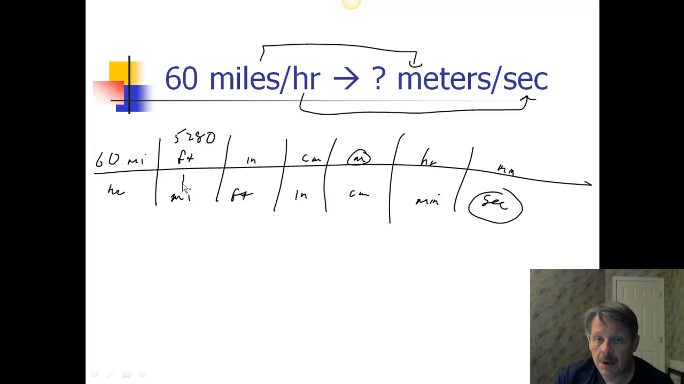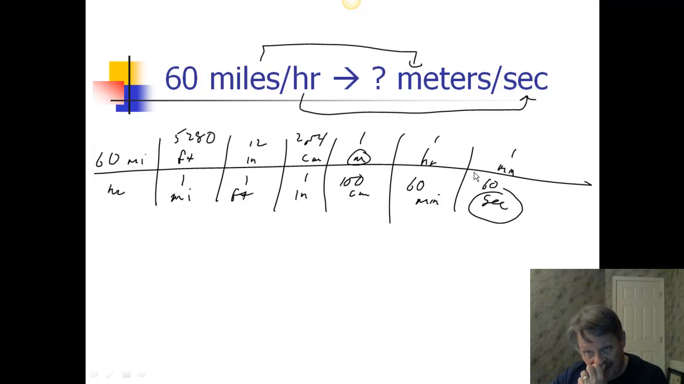Alright, 5,280 feet in a mile. There are 12 inches in a foot. There are 2.54 centimeters in an inch. There are 100 centimeters in a meter. There are 60 minutes in an hour. There are 60 seconds in a minute. When you sit down and draw all of this out, you come out with, I think, 27 meters per second. Assuming I did my numbers right.